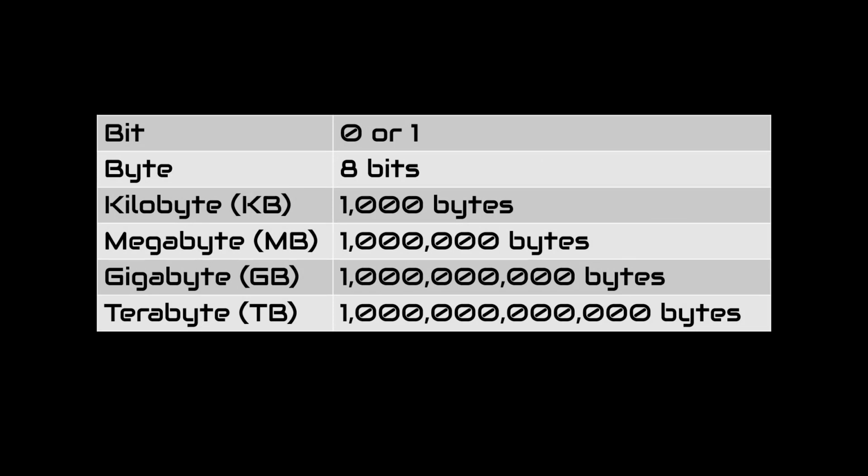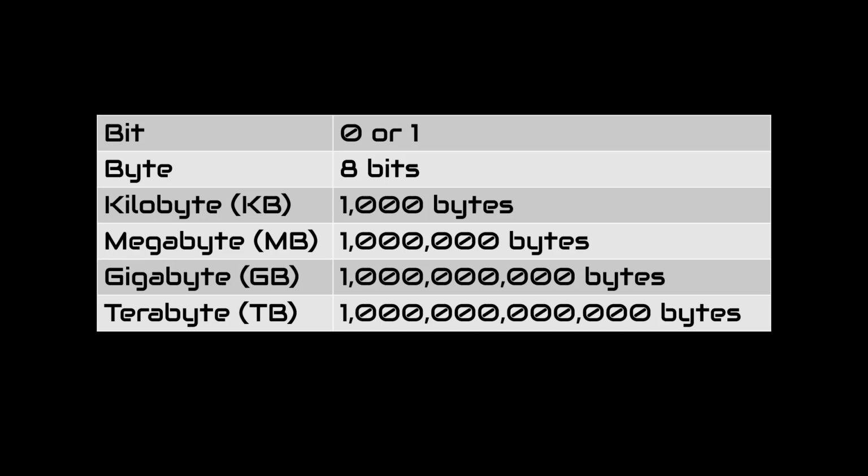Computers are machines that only understand two states. There's either a charge or there's no charge. There's either a positive magnetic polarity or a negative one. Light is either reflected or it's not. When you group 8 bits together, you have a byte. A byte is roughly equivalent to a character. The word byte would be 4 bytes since it has 4 letters in it.